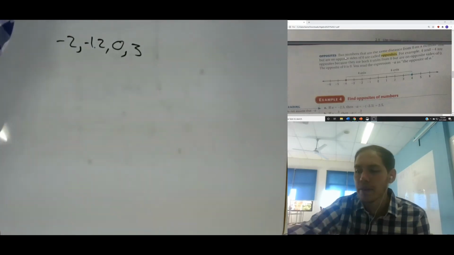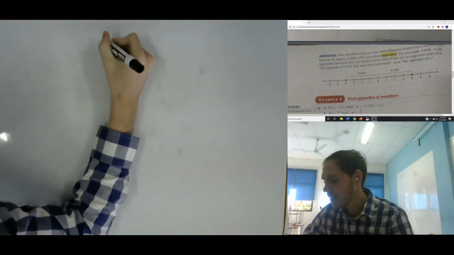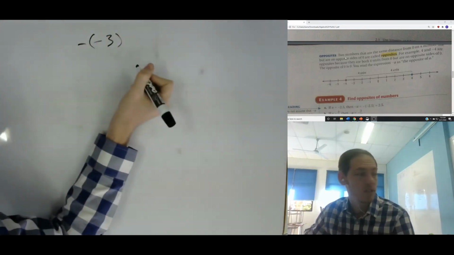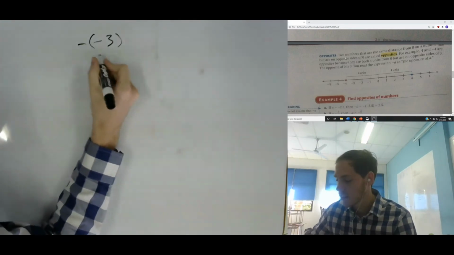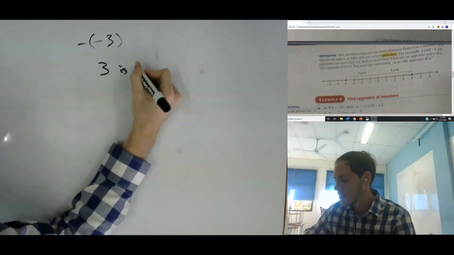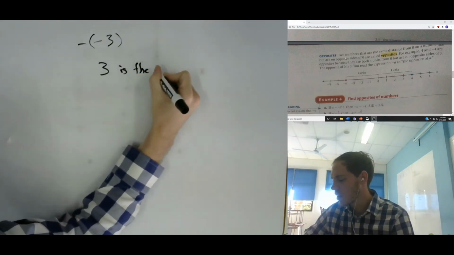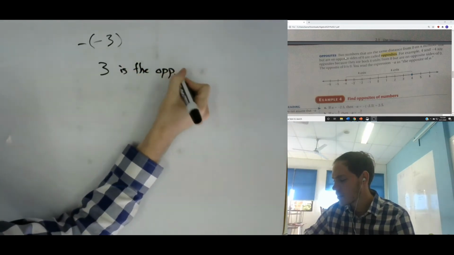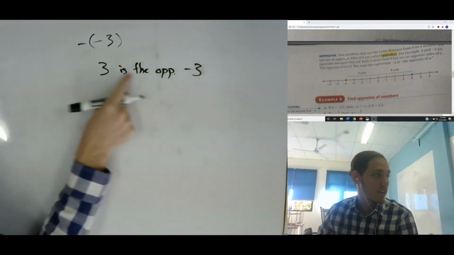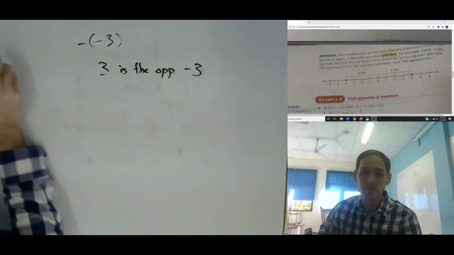Opposites. So an opposite is just attaching a negative to something. So let's say you have -3. What's the opposite of -3? Well, let's put a negative there. What happens? That would be +3. So 3 is opposite of -3. Okay? These two are opposites, okay?